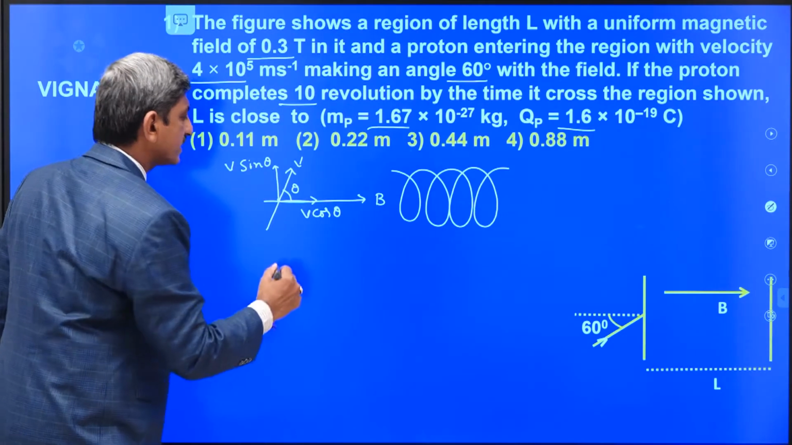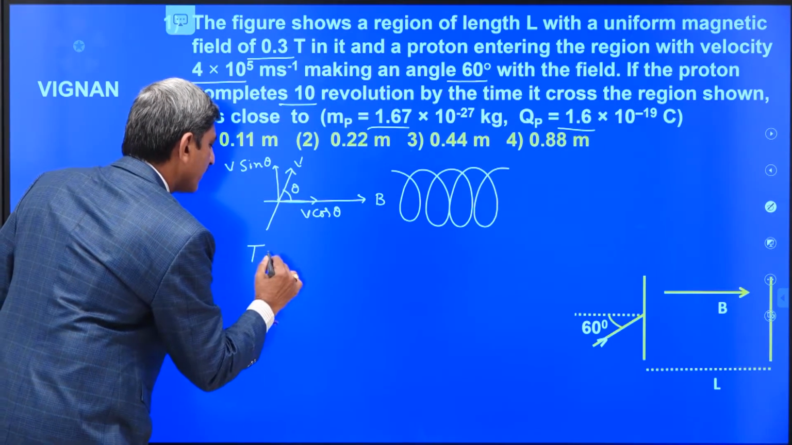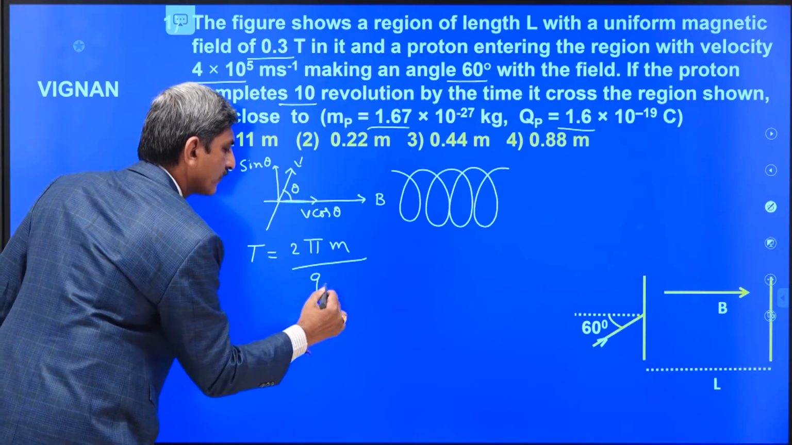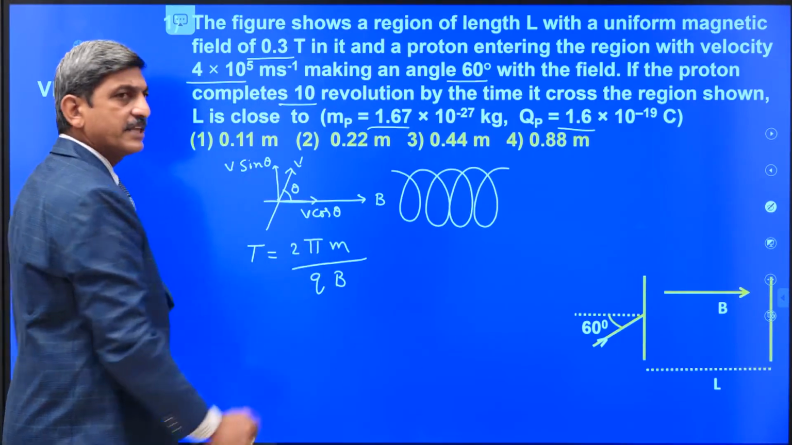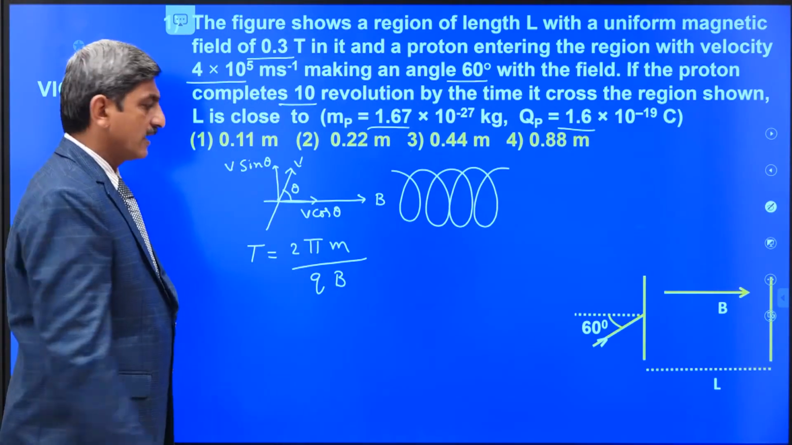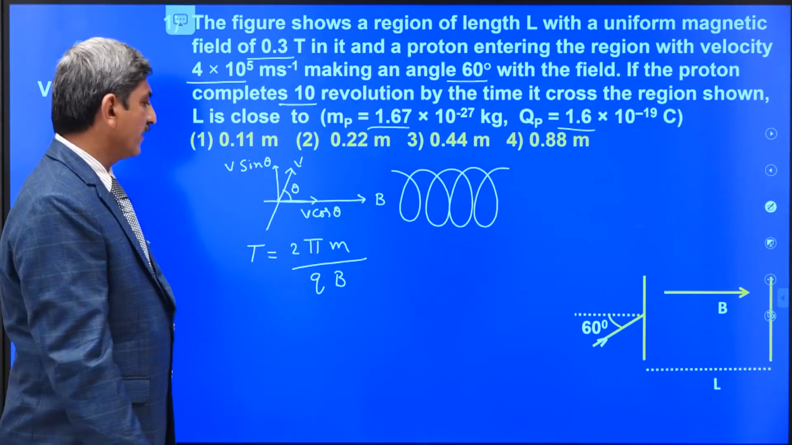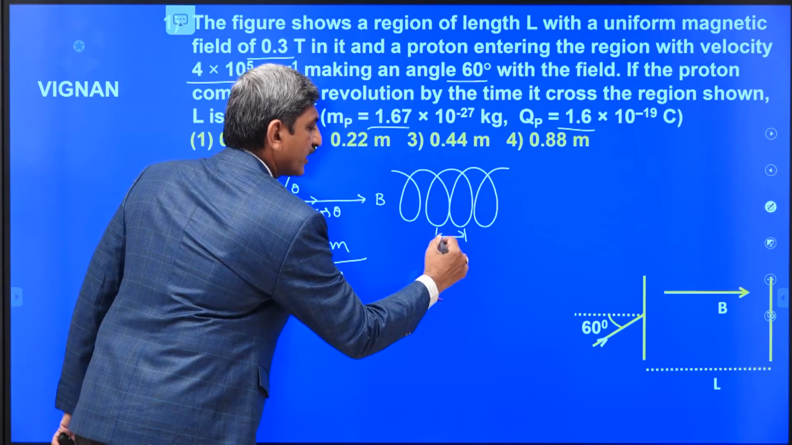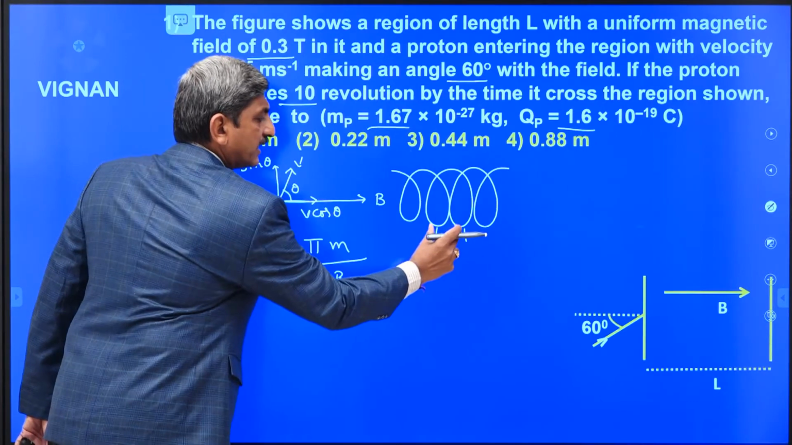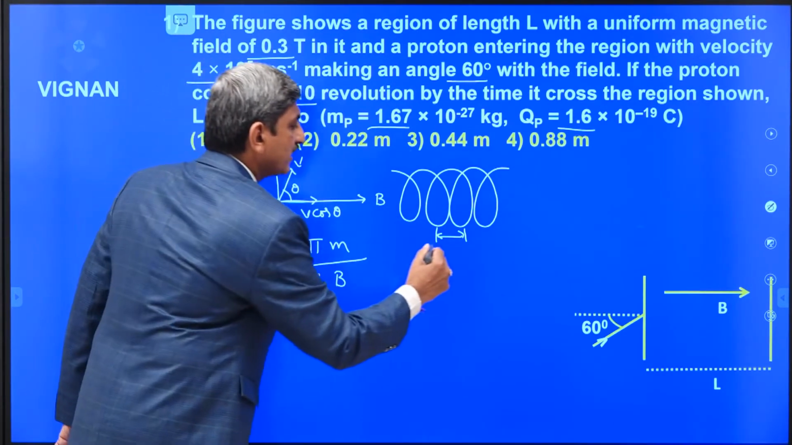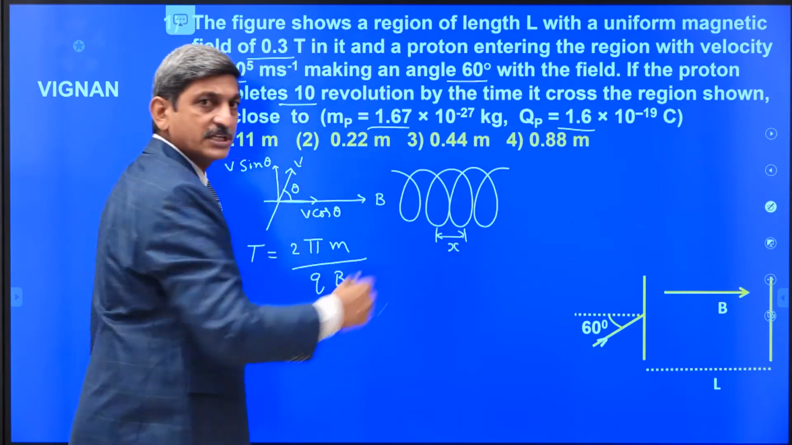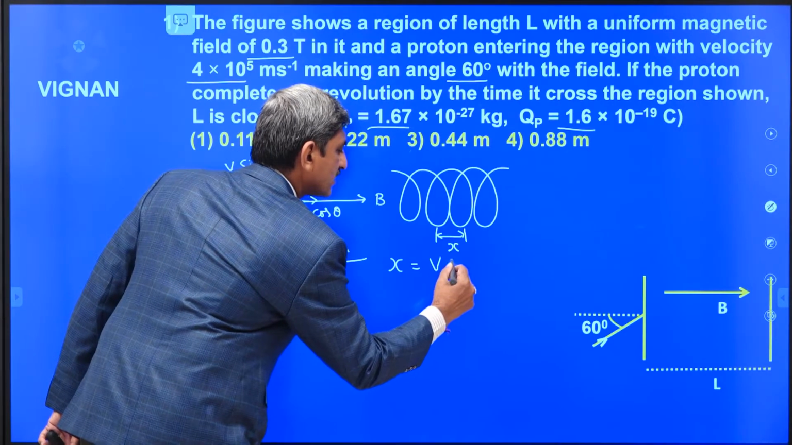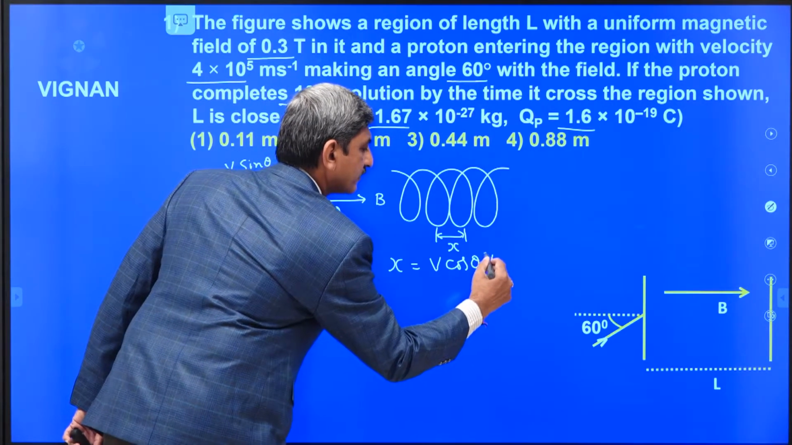Now, for this helical structure, the time period of the rotation is given by T is equal to 2 pi m divided by qB. Here, m is the mass of the particle, q is the charge of the particle, and B is the strength of the magnetic field. The particle completes one rotation in the helical structure. The distance advanced by the particle for one rotation is defined as the pitch of the rotation, and that pitch is given by x is equal to v cos theta into T.